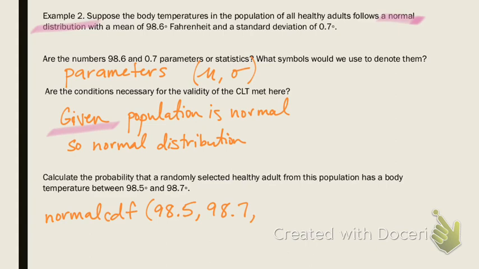For part C, calculate the probability that a randomly selected healthy adult. So how many is that? One. Just one. Like n equals 1 here. That one person is between 98.5 and 98.7. If you're only doing one of them, then you just use the mean and the standard deviation, because it's like dividing by the square root of 1, which is the same thing as just 1.